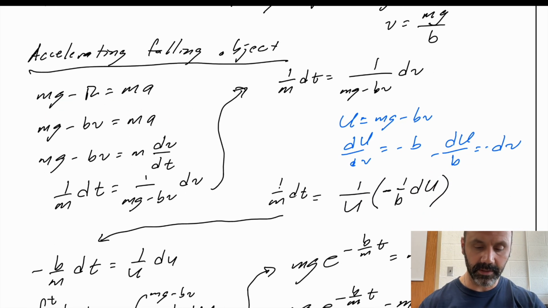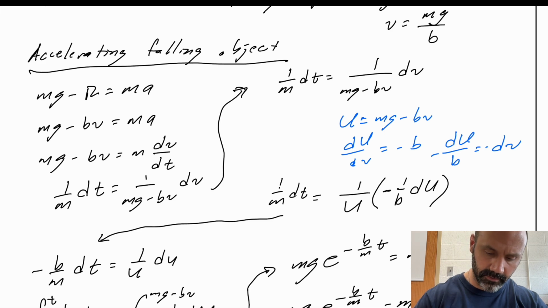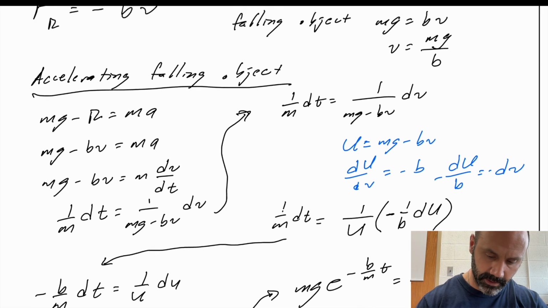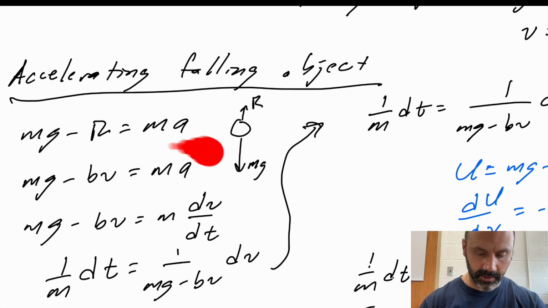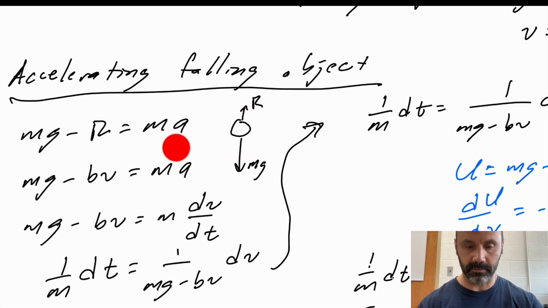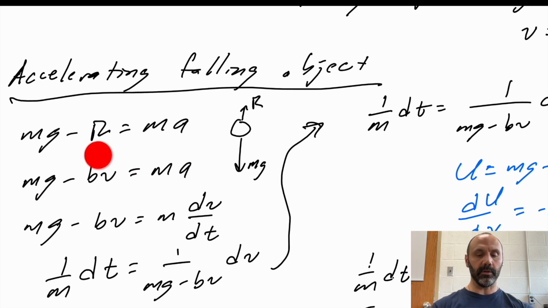We start with this. So if an object is falling, always a good idea to start with a force diagram, which I did not do here. Shame on me. So if we have a falling object, then we know that there is the Earth force down and the resistive force up. So then in that case, we get mg minus R equals ma. That's just Newton's second law. Now we know that R is negative bv, so mg minus bv equals ma. And a is equal to dv/dt. That's how we define what acceleration is.